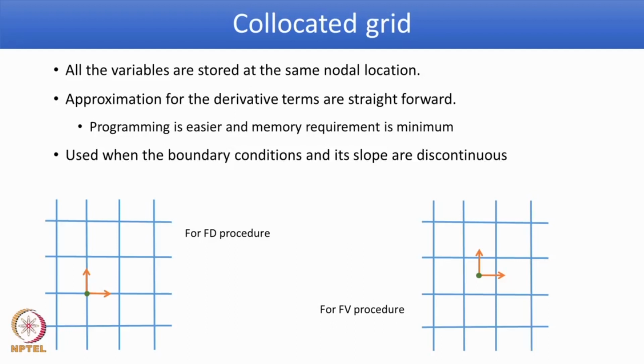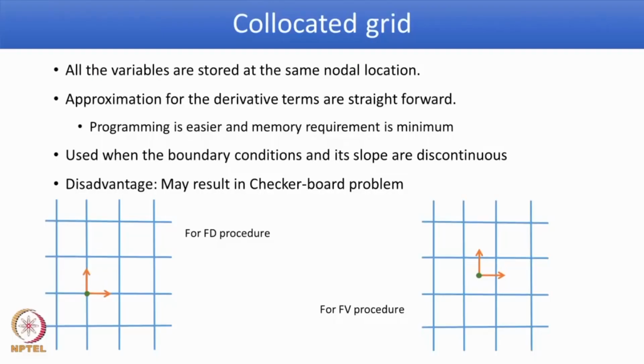It is used when boundary conditions as well as its slopes are discontinuous. So, this co-located arrangement of variables is extremely helpful when the boundary condition as well as its slope is discontinuous. Like any other method, this also has some disadvantage, what is known as the checkerboard problem. In the next slide, we will explain what the checkerboard problem is.